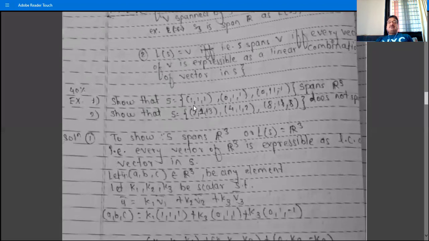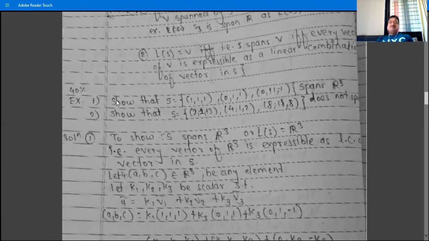Show that this set S, which contains three elements (1, 1, 1), (0, 1, 1), and (0, 1, -1), spans R3. R3 is a vector space. And in the second case, we have to show this set does not span R3.